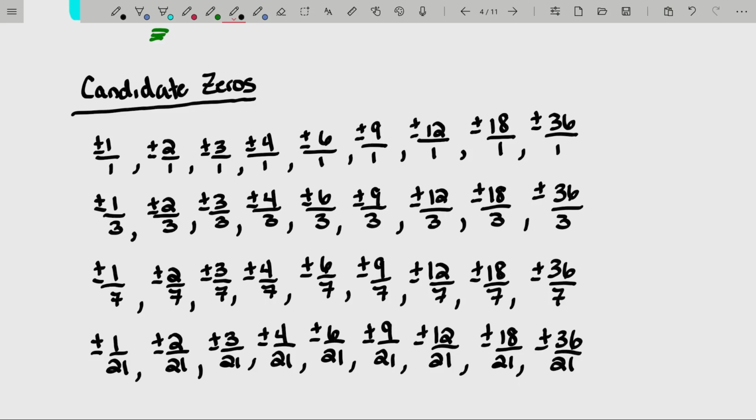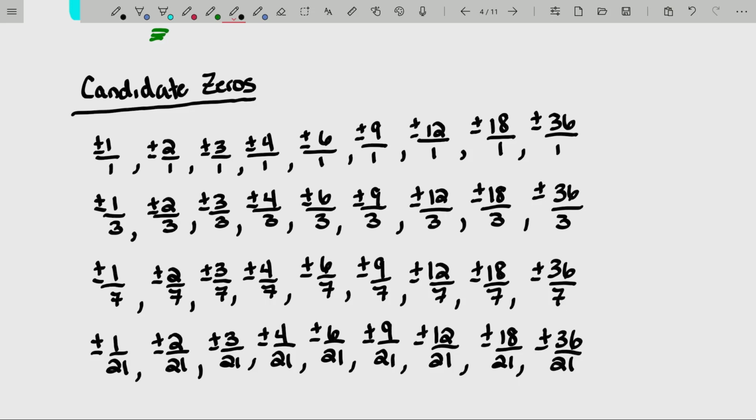Notice those denominators are factors of the leading coefficient, 1, 3, 7, and 21, and the numerators are all the factors of 36. And you look at that and say, oh, that's a lot of options. And you have to test all those to see which ones are actual zeros. Remember, you can find out the zeros of a polynomial by using the remainder theorem. So if you use the remainder theorem in synthetic division, you can find out if 1 is a zero by using synthetic division on the polynomial and finding out that the remainder is 0, for example. But it seems like such a huge list. Why would you ever want to use this for factoring?